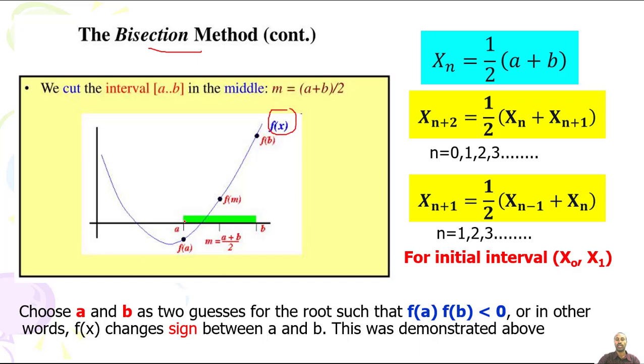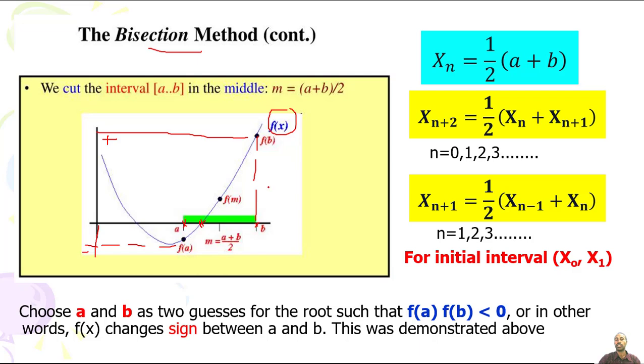Then if you have a at this point and b at this point, you have f of a. For example, this is f of a, which is negative, less than 0. Then f of b is above the x-axis, so you have a positive result. This is positive, but this is negative, clear? So this function may cut the x-axis at this point.